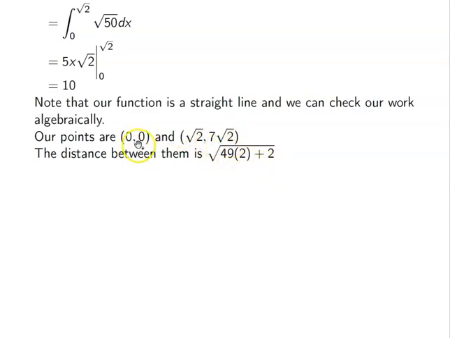So 7 root 2 minus 0 is just 7 root 2. I square that, I get 49 times 2. Root 2 minus 0 is just root 2, and when I square that, I get 2. So this turns into 49 times 2 plus 2.